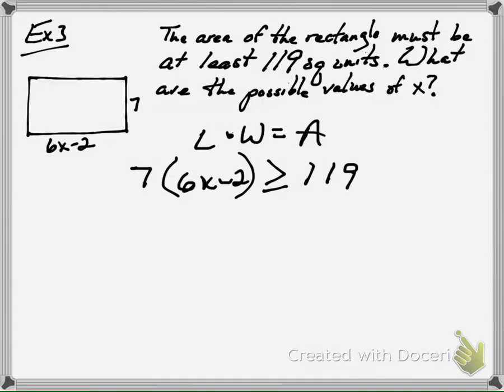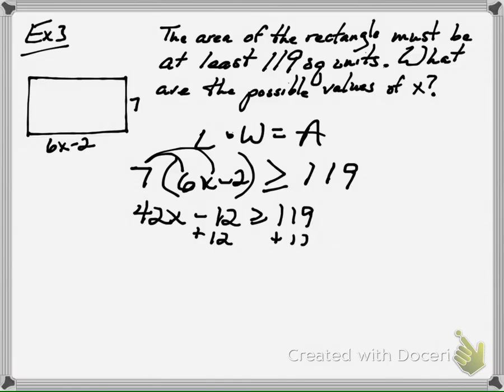So that's going to be my setup here. And then I'm going to multiply this in. 7 times 6x gives me 42x. And 7 times negative 2 is negative 14, greater than or equal to 119. Add 12 to both sides. 42x greater than or equal to 131.